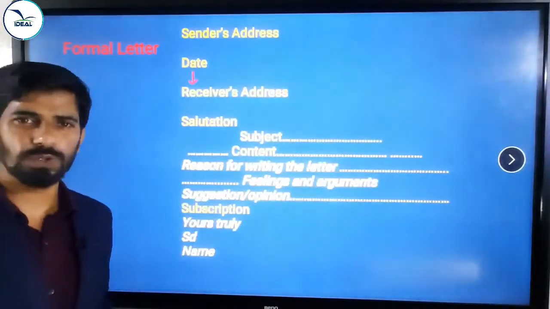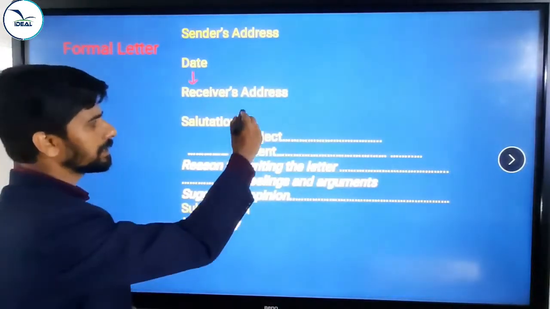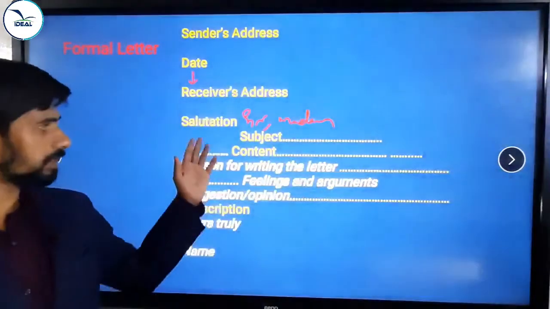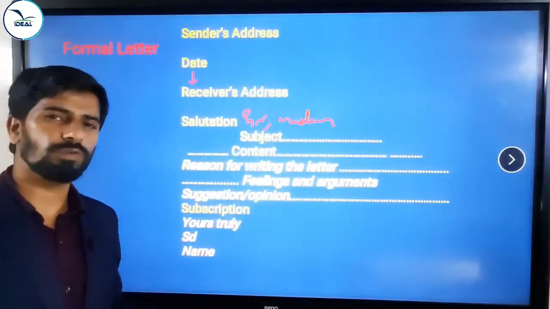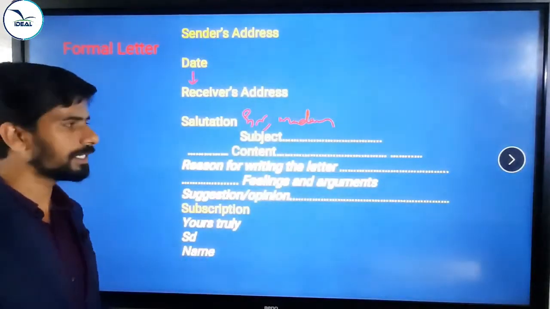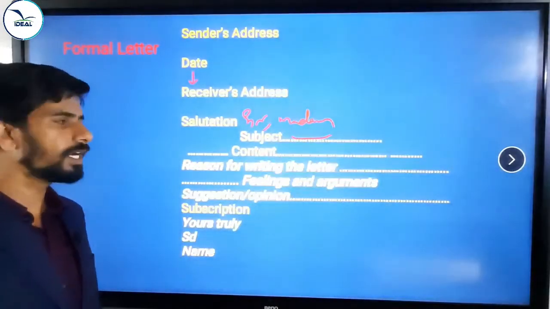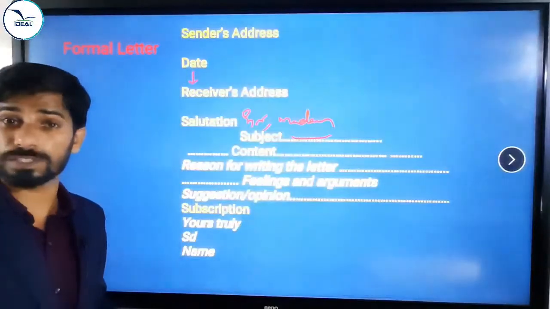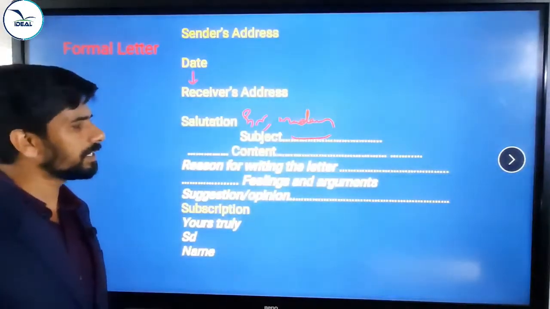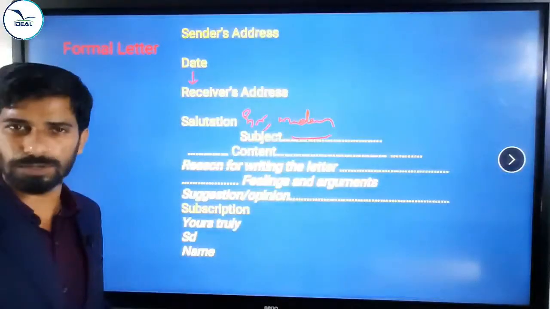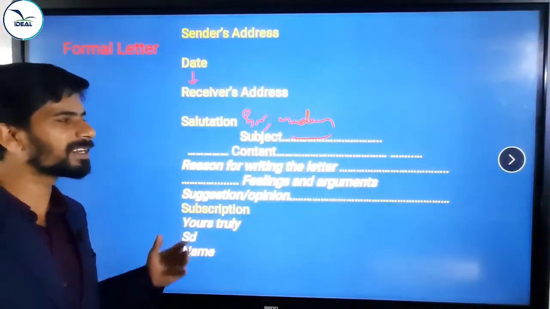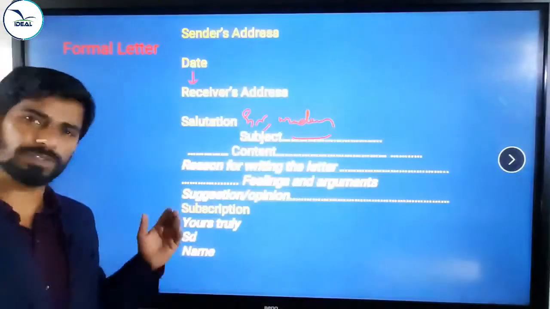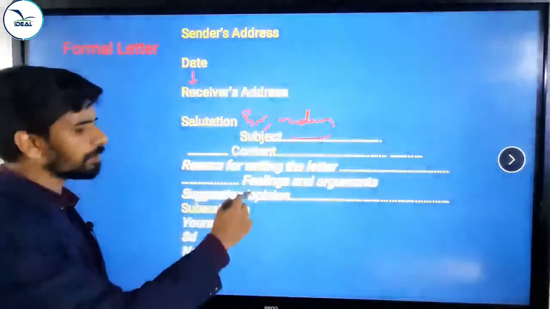Then the salutation. Usually in a formal letter we use sir or madam, right? Then subject. For what purpose are you writing the letter? That can be mentioned here in the subject. Some people get confused whether the subject is before salutation or after salutation. Actually it can be written before or after salutation. There is no issue, but most commonly nowadays the subject is written after salutation, right?